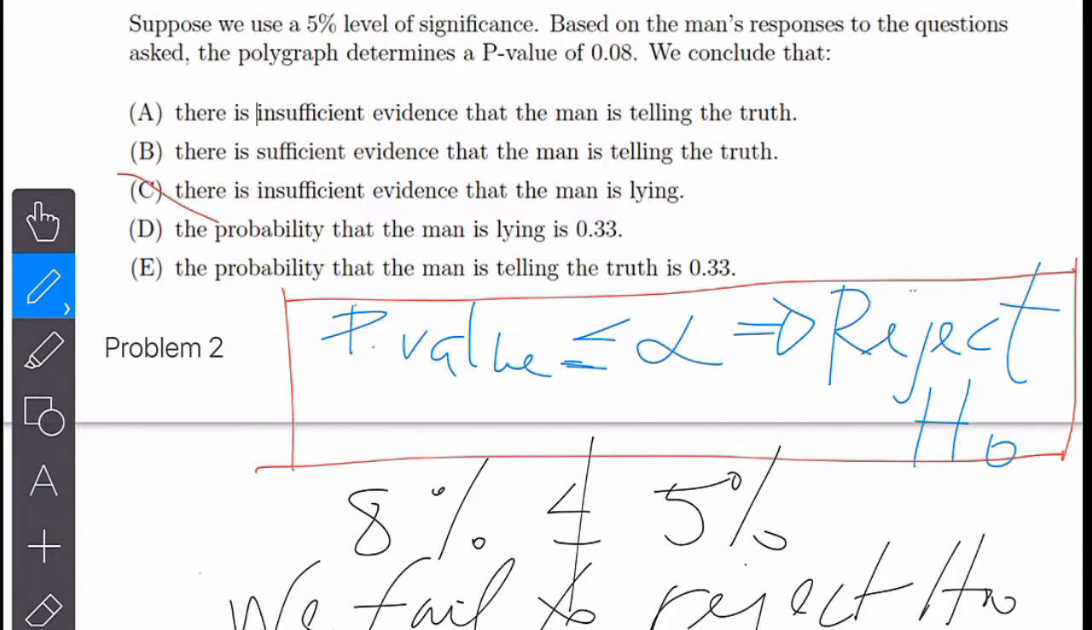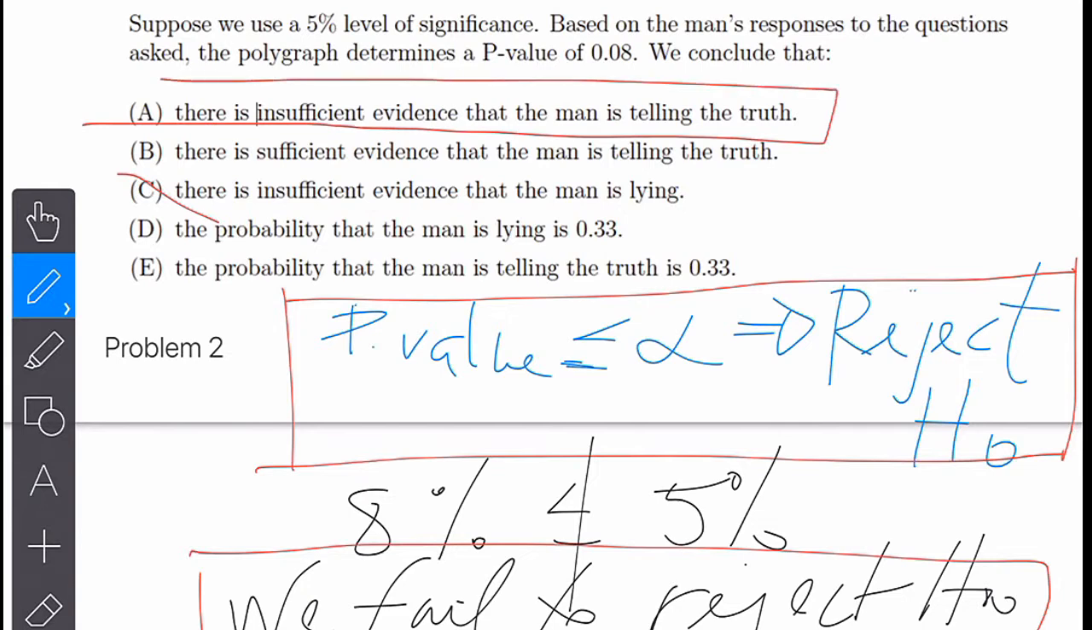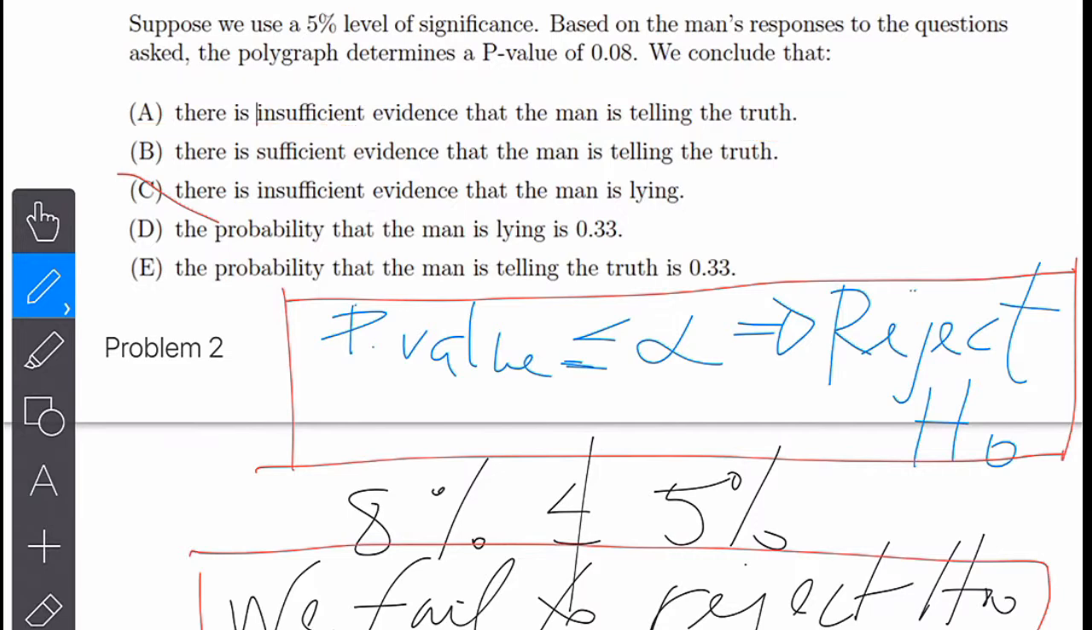So we fail to reject. So there is insufficient evidence to reject. In other words, there's insufficient evidence. I just said it right now, but I said it wrong before because I forgot that we're not rejecting. Okay, so there's insufficient evidence that the man is telling the truth. That's not right. There is sufficient evidence that the man is telling the truth.